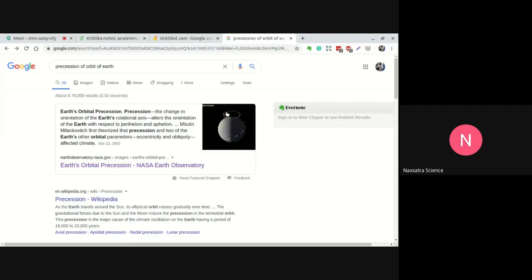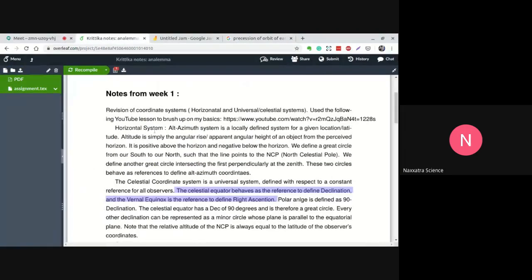But the Western idea of horoscope doesn't really account for any of this. So this is an important thing to keep in mind. So the precision is also happening, right?